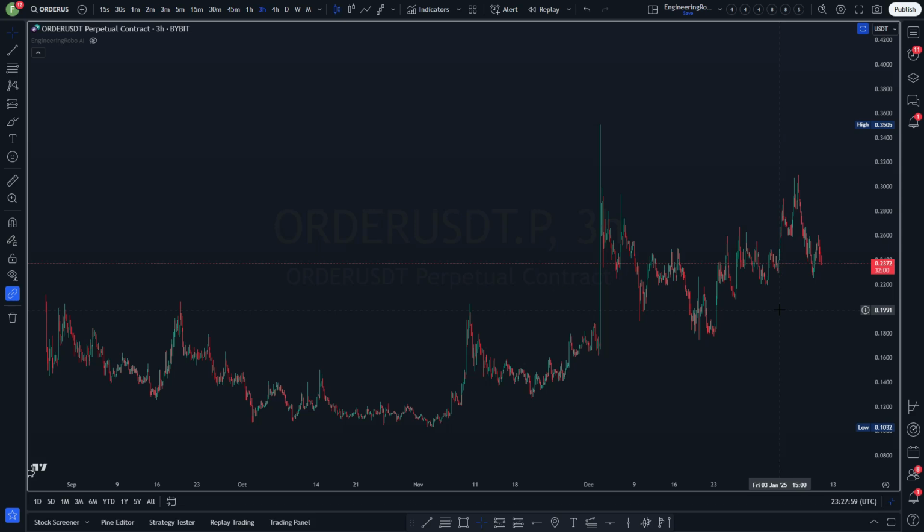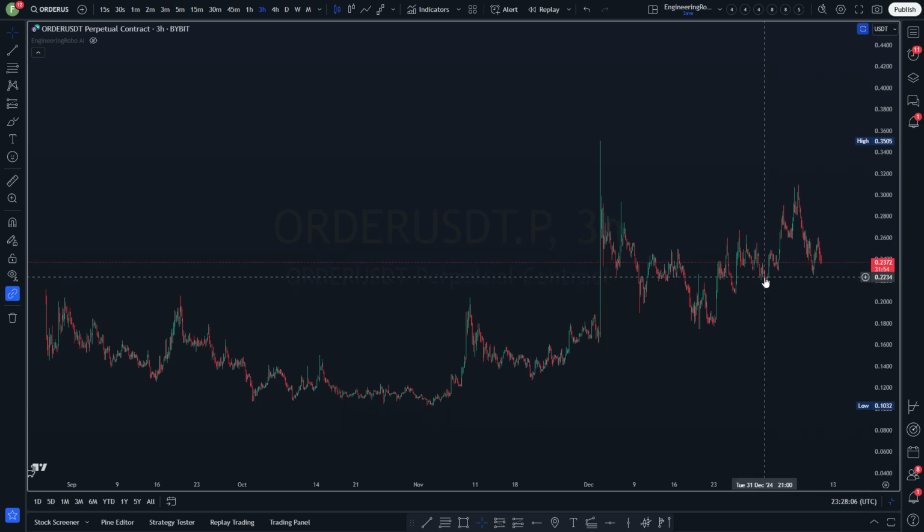Welcome back. This time we are looking at Orderly. We're going to run through what is happening right now on the 3 hour, and then we'll move on to the daily to see the bigger time frame.